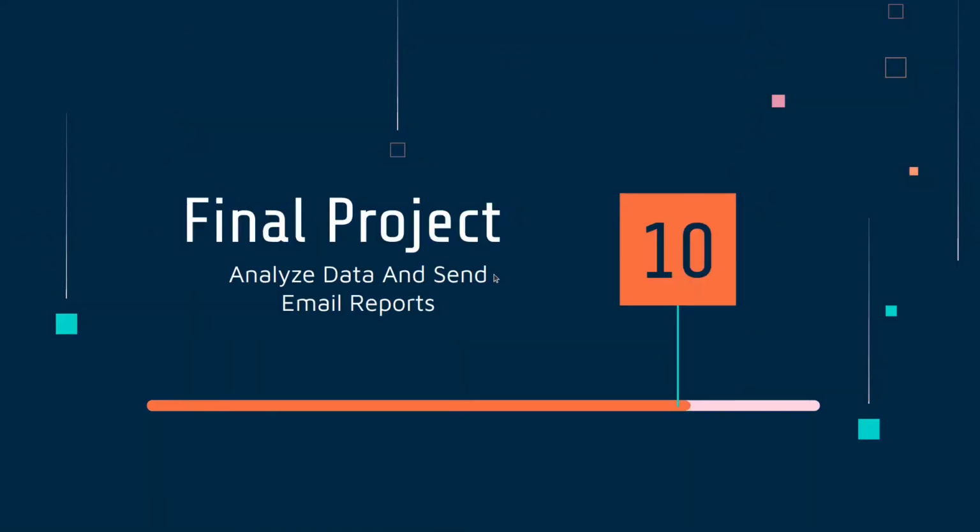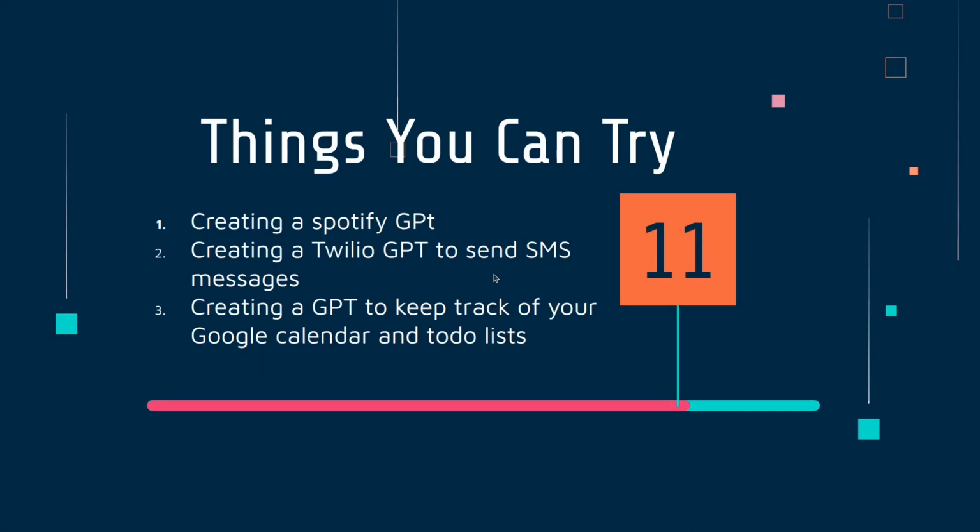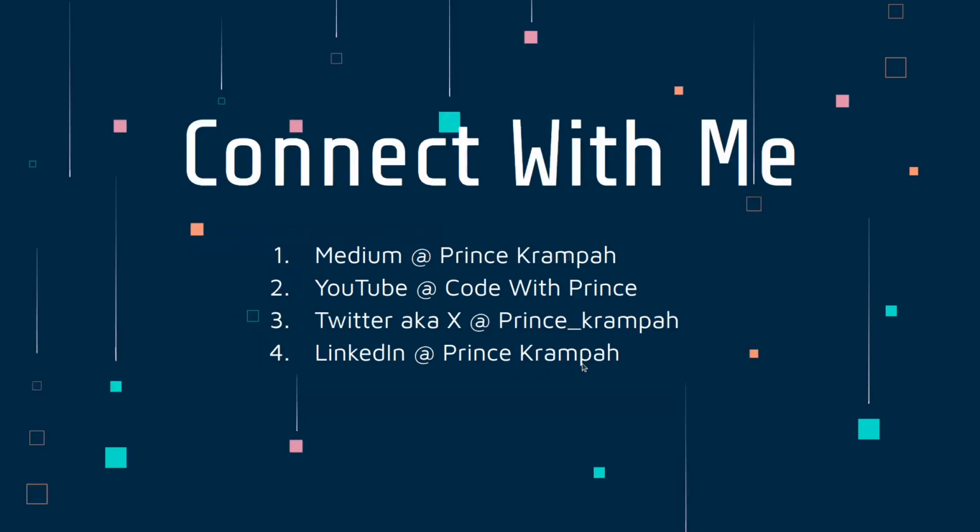So that's basically the final project of this. Here are things that you can try out yourself. You can create a Spotify GPT that helps you play Spotify music. Yesterday I created a Spotify GPT and I just tell it, hey, I'm feeling sad, can you play for me some sad music? And it plays that. Hey, I'm feeling happy, can you play for me some happy music? And it plays that. You can also create a GPT to work with Twilio to send SMS messages. You can also create a GPT to track your different Google calendars and your to-do list and stuff like that. So that's it for this video, and that's it for this crash course.